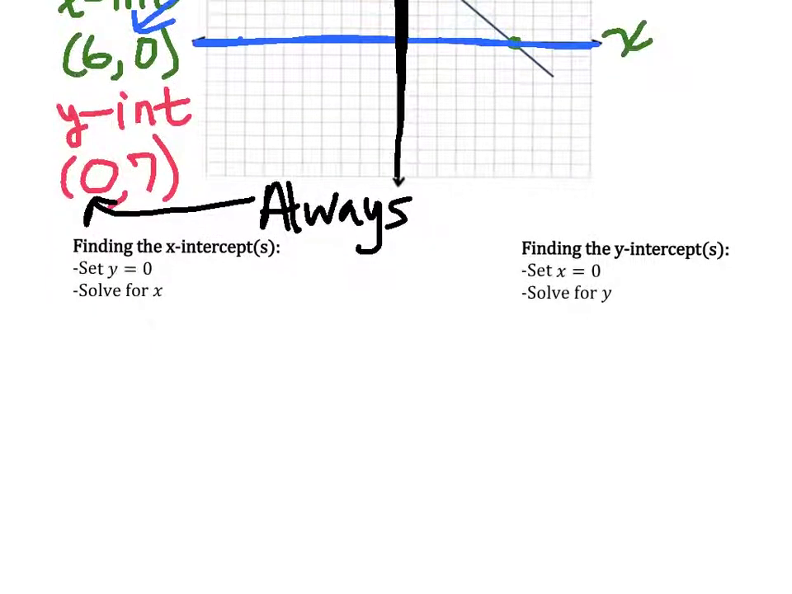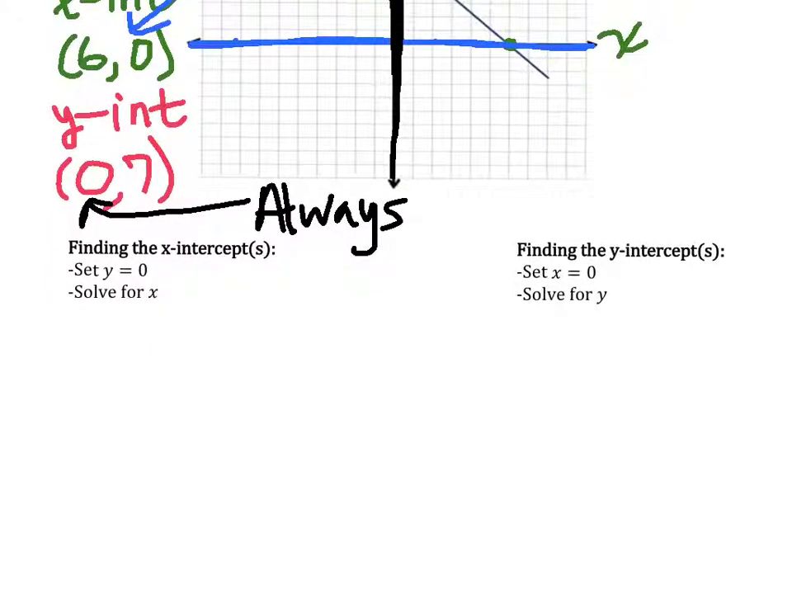I wrote down some steps here, which basically use what we just found out. To find our x-intercept using an algebraic equation, we're going to set y equal to 0 and then solve for x. That will give me the x-coordinate of our x-intercept. Likewise, to find our y-intercept, we're going to set x equal to 0 and then solve for y.